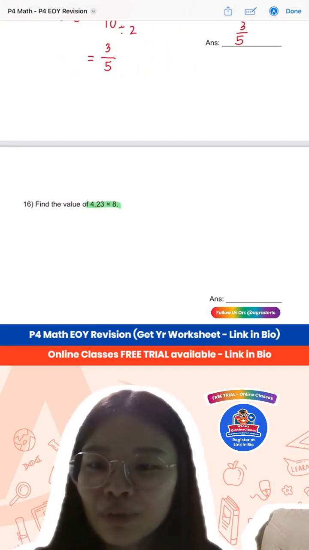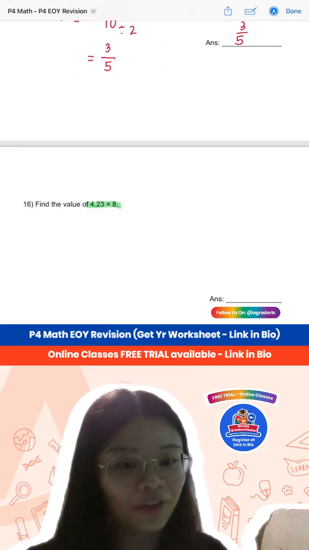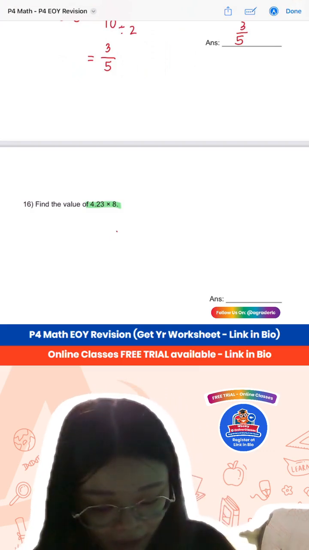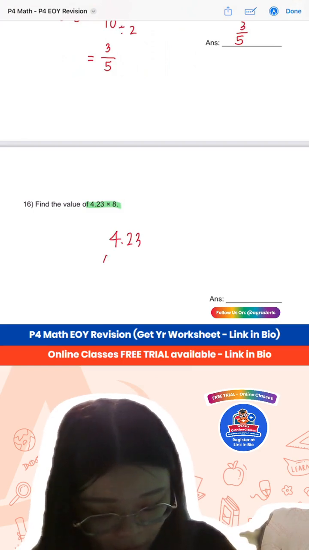So most of you wrote 33.84. Great, so that's the correct answer. 33.84. 4.23 times 8.